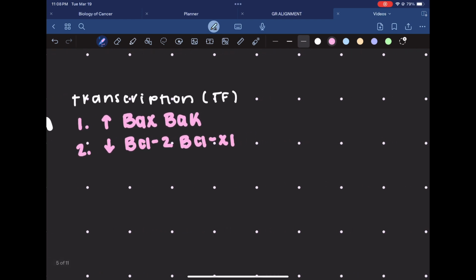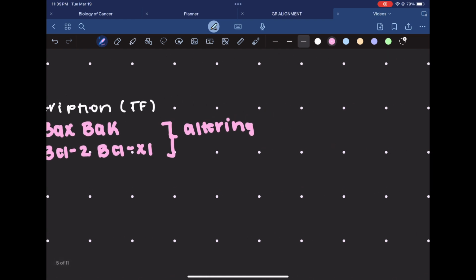So BCL2 and BCL-XL, we're going to produce less of. This can kind of be lumped together under altering transcription of apoptotic factors.